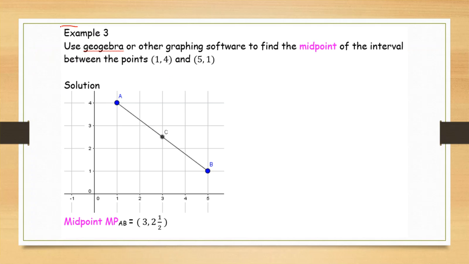So I want to look at example 3 using GeoGebra, which is a graphing software application. So we're going to find the midpoint of an interval between the points (1, 4) and (5, 1). So you can see here that it's being done, and I just want to show you how we do that.